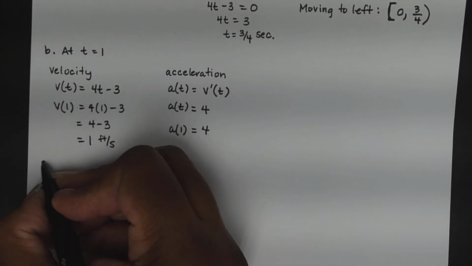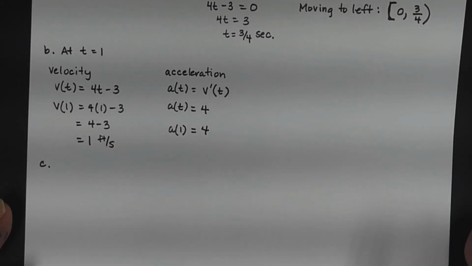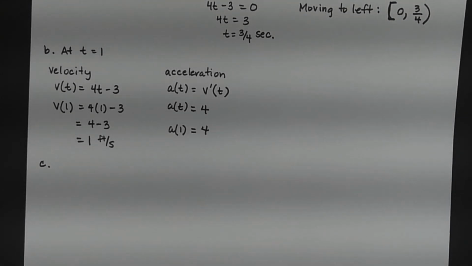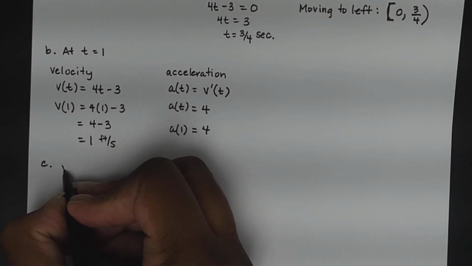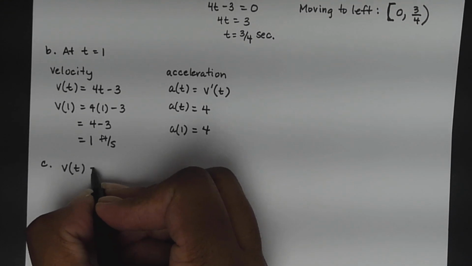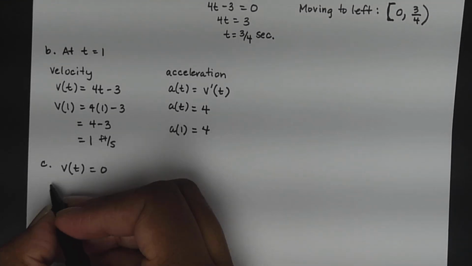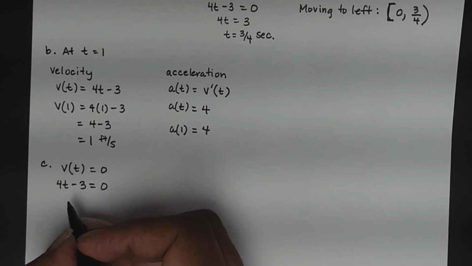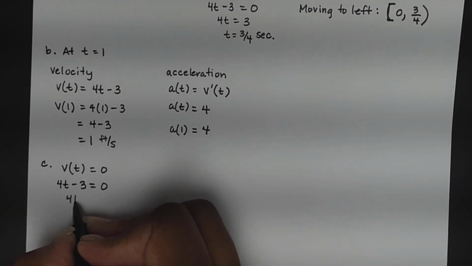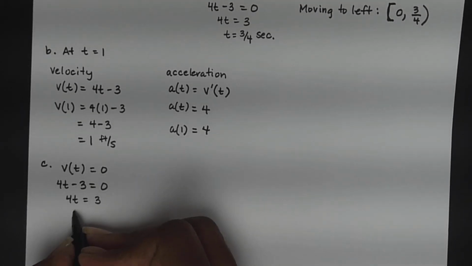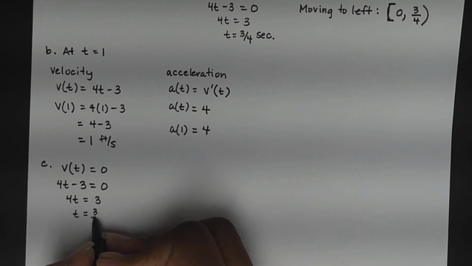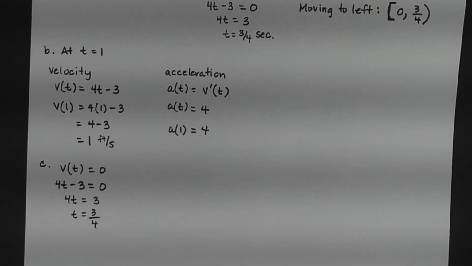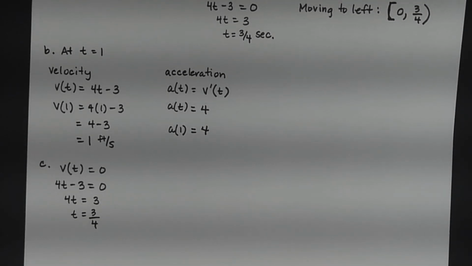Now part C, they want you to determine the acceleration of the object when its velocity is 0. So what they're saying is this. They want v of t to be equal to 0. And v of t was 4t minus 3, equaling 0. Well, we've already solved this equation for t, so it should be 3/4. So we're going to find the acceleration when the time is equal to 3/4.